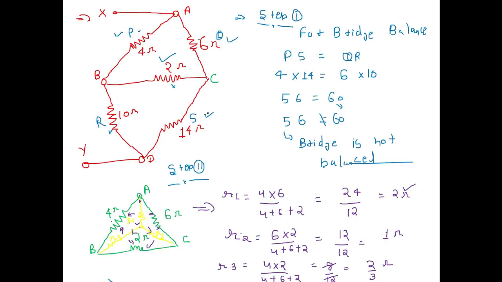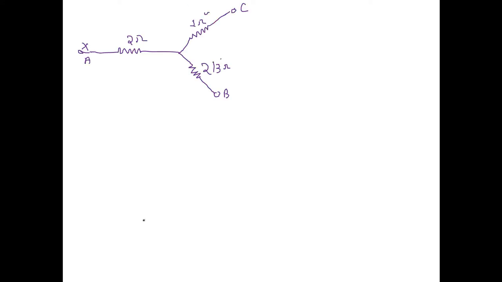If you look at the previous slide, this A having R1 of 2 ohm is spread out into two components, R2 and R3, and this ends at the C terminal and this ends at the B terminal. So in this slide, this A having resistance 2 ohm is spread into two terminals: the C terminal having resistance 1 ohm and the B terminal having resistance 2 by 3 ohm.